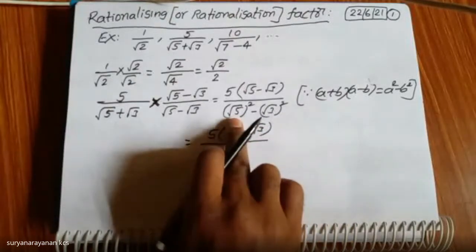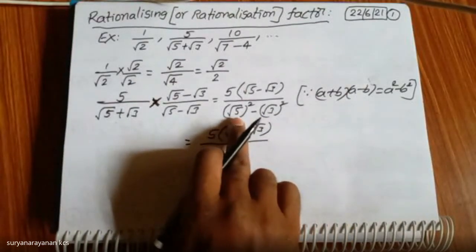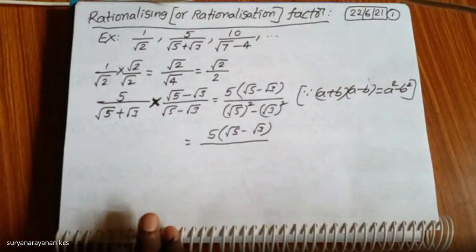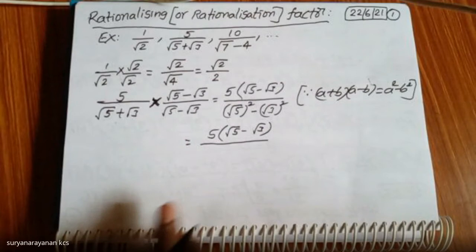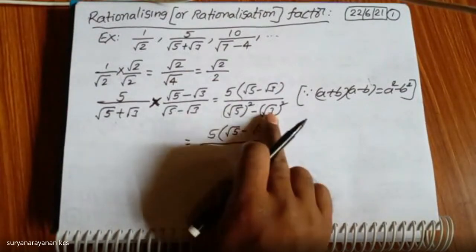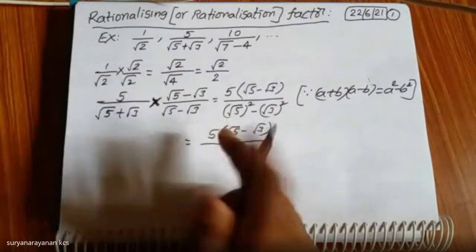Then what will you get in the numerator? In the denominator, what is the value of the first term? Root 5 whole square. What is the value of root 5 whole square? Two terms are there in the denominator. 5. Very good, my dear Bibina.